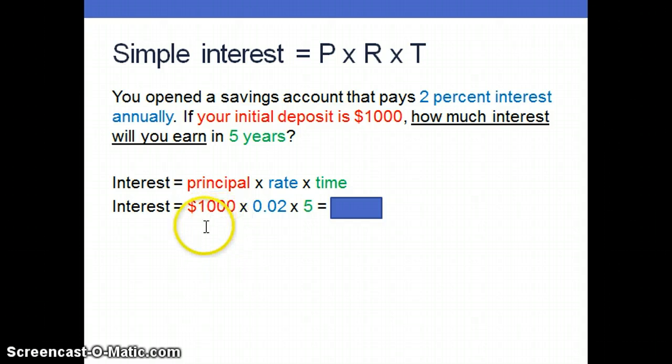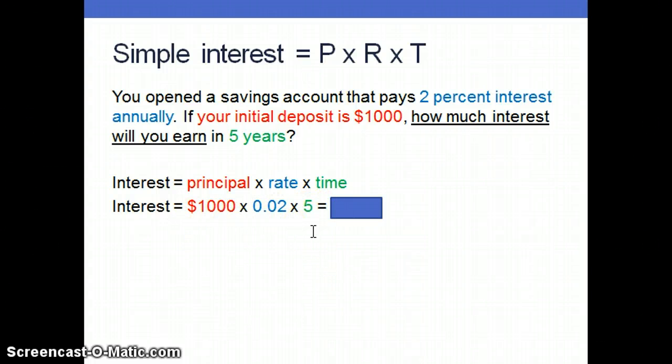Okay, so hopefully you had 1,000 for your principal, 0.02 for your rate. That comes from the 2%. 2% becomes 0.02. And hopefully you had 5 for your time because it's 5 years. All right, so now you want to multiply these numbers together.